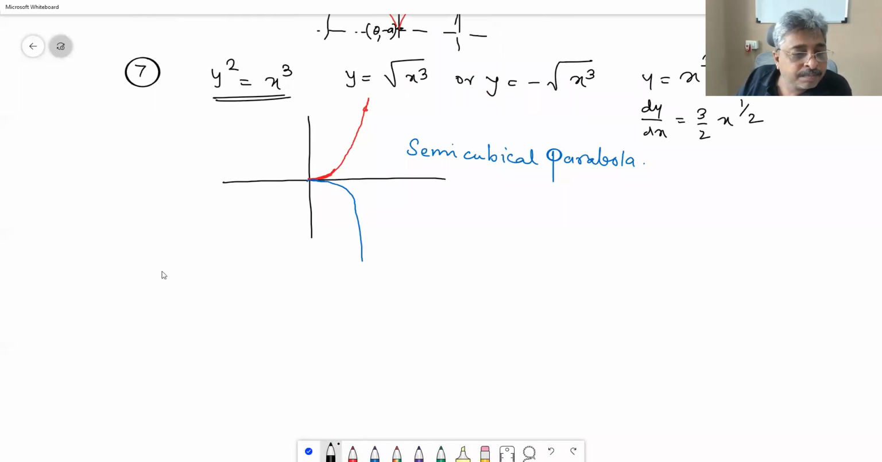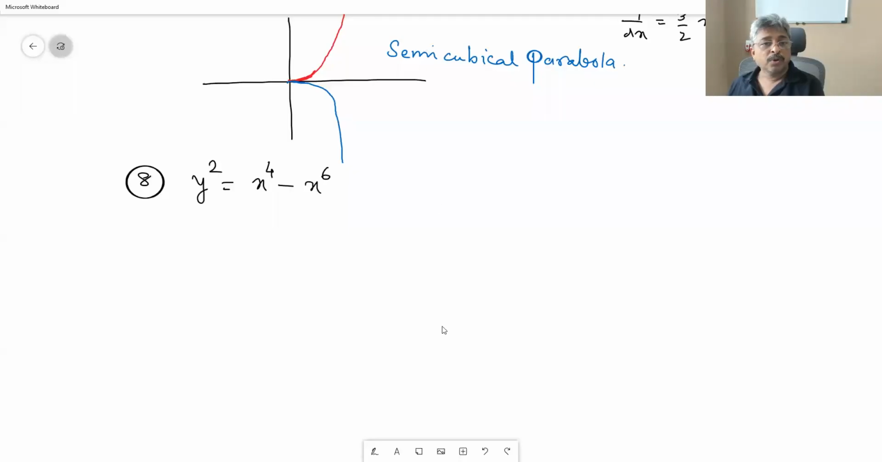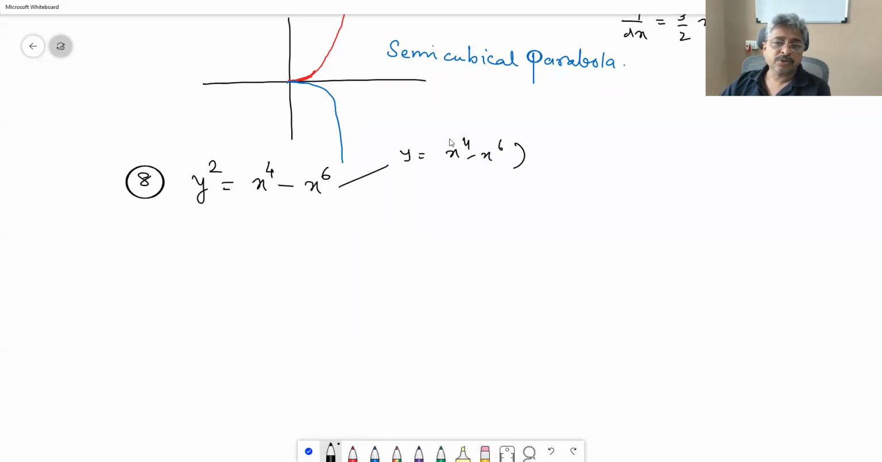Sketch number 8. y square is equal to x raised to 4 minus x raised to 6. Sketch and show. Okay, again a similar kind of analysis. y square, so basically two functions. y is equal to (x fourth minus x sixth) raised to 1/2, and the opposite of (x fourth minus x sixth) raised to 1/2.